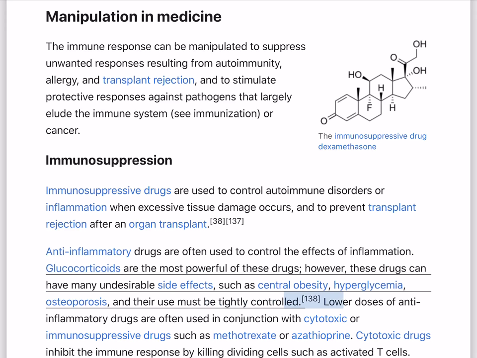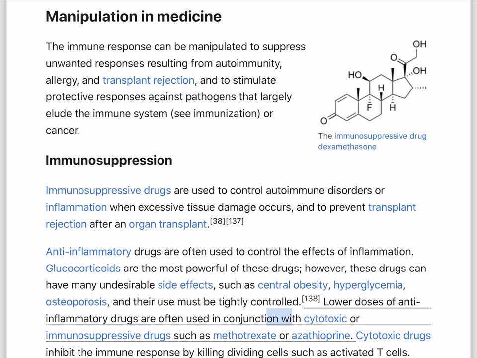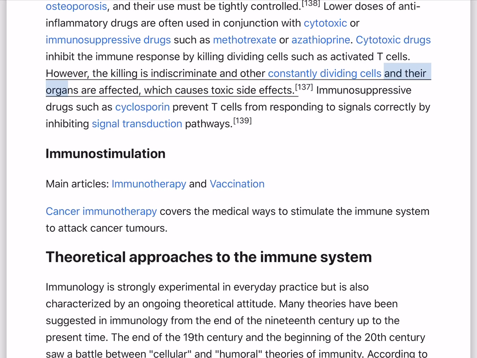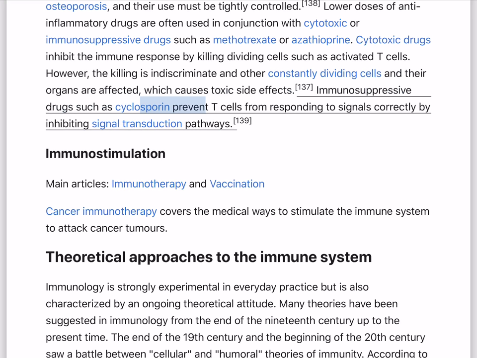tightly controlled. Lower doses of anti-inflammatory drugs are often used in conjunction with cytotoxic or immunosuppressive drugs such as methotrexate or azathioprine. Cytotoxic drugs inhibit the immune response by killing dividing cells such as activated T cells. However, the killing is indiscriminate and other constantly dividing cells and their organs are affected, which causes toxic side effects. Immunosuppressive drugs such as cyclosporine prevent T cells from responding to signals correctly by inhibiting signal transduction pathways.